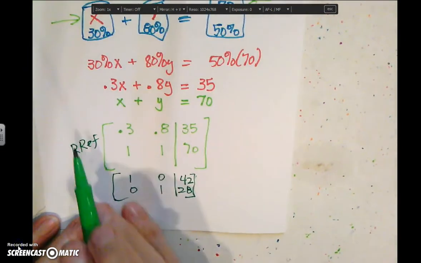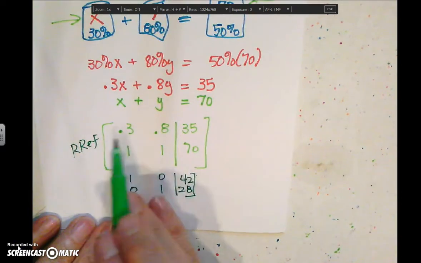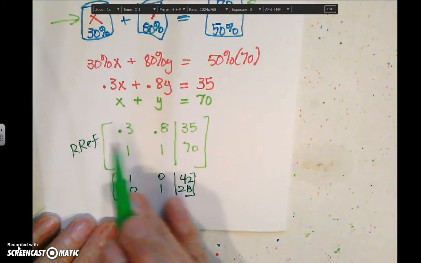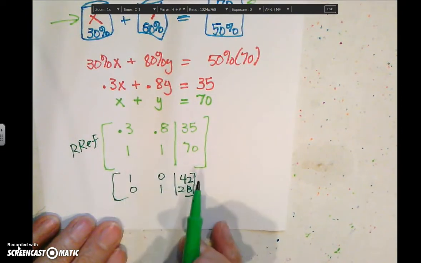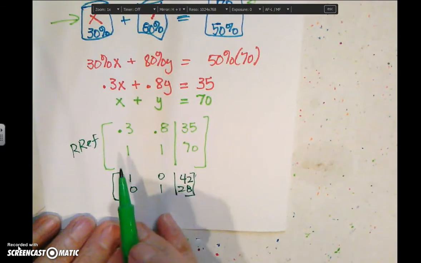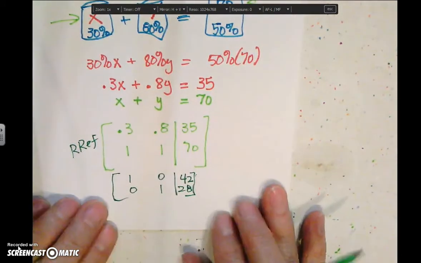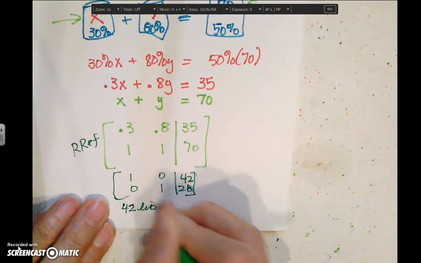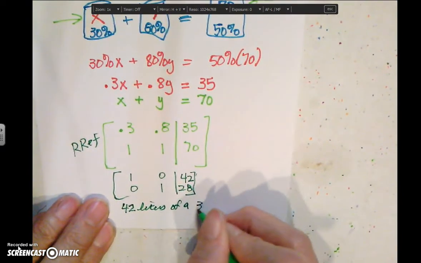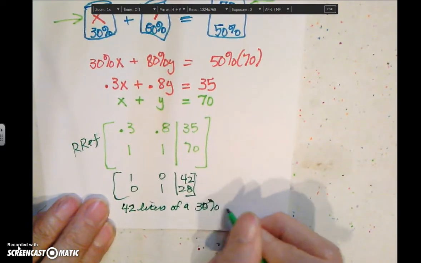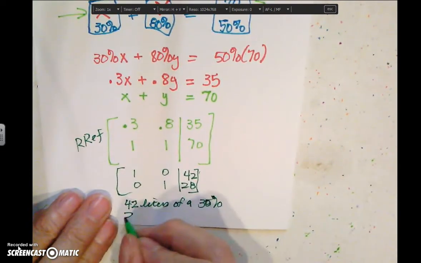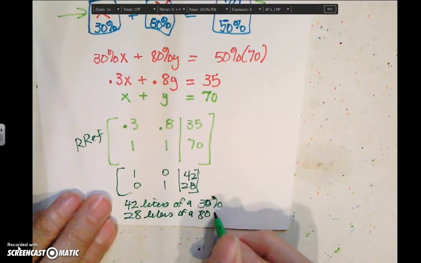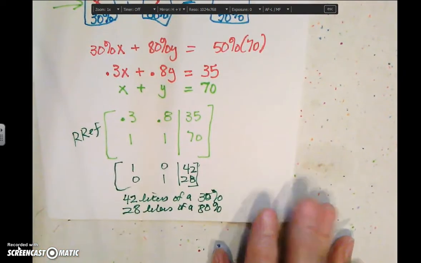All right, so I'm back here. Here's RREF, and here's my matrix that I just took from that. I did RREF, I reduced the rows and came up with this answer. So 42 goes with the X, which is 30%. So I need 42 liters of a 30% solution. And then I need 28 liters of an 80% solution, and that's our answer.